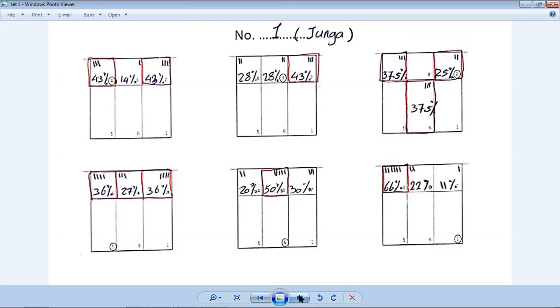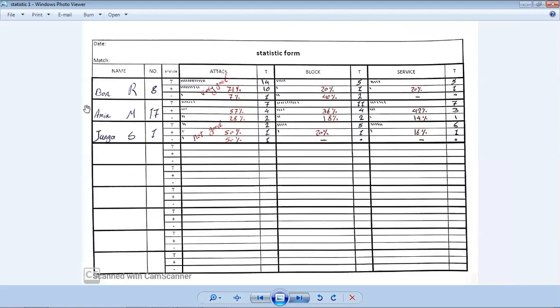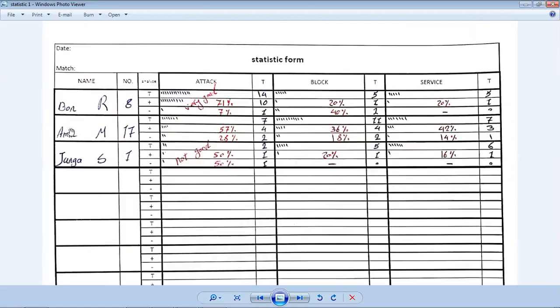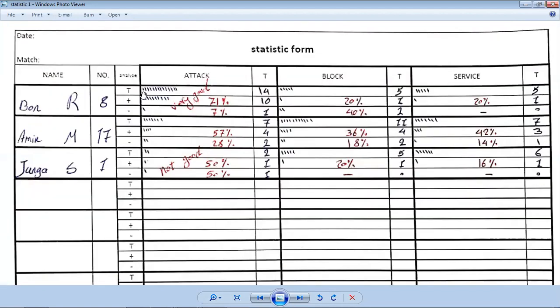And the other example is this, a statistic form. In this form, we have 3 players, Amin and Junga again. Here, Bon is a receiver, number 8. In attack, he made 14 attacks in total. 10 times he won the point, and 1 time he lost the point. 71% success, and 7% fault. This is a very good percentage for the receiver, for the attack of the receiver.